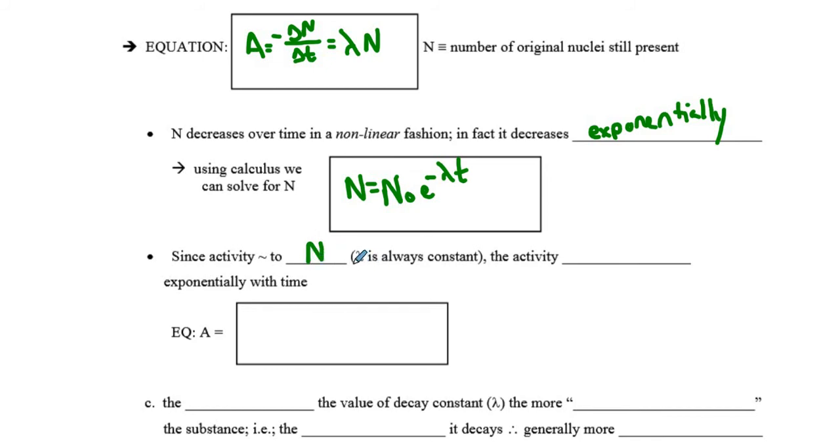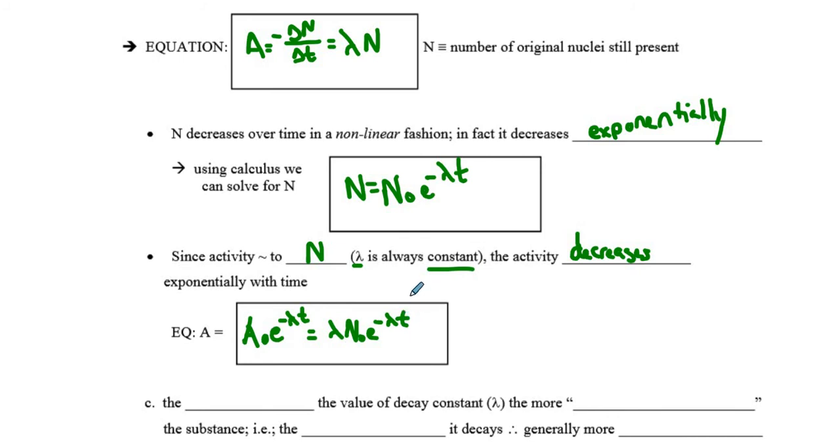All right, since the activity is directly related to N, the number that is left, and that this decay constant is, as it's named, constant, the activity decreases exponentially with time. And that activity equation is very similar to this, but instead of N naught, it's A naught e to the minus lambda t. Okay, which if you relate the two equations, what you can see is that this is equal to lambda N naught e to the minus lambda t.